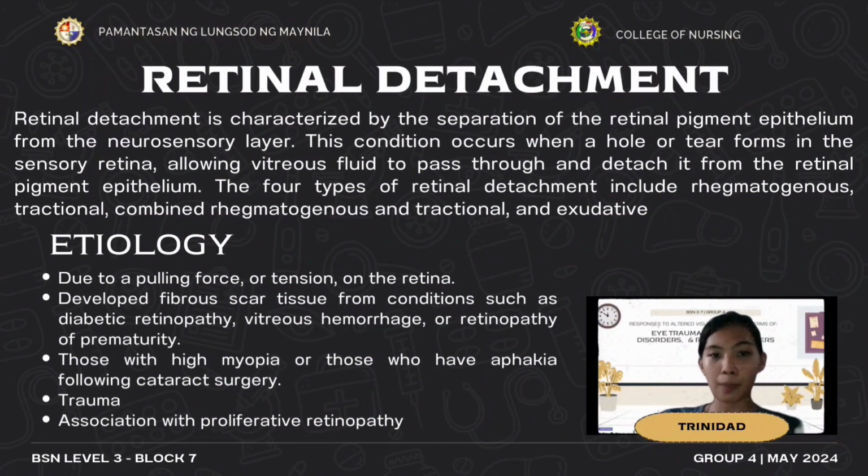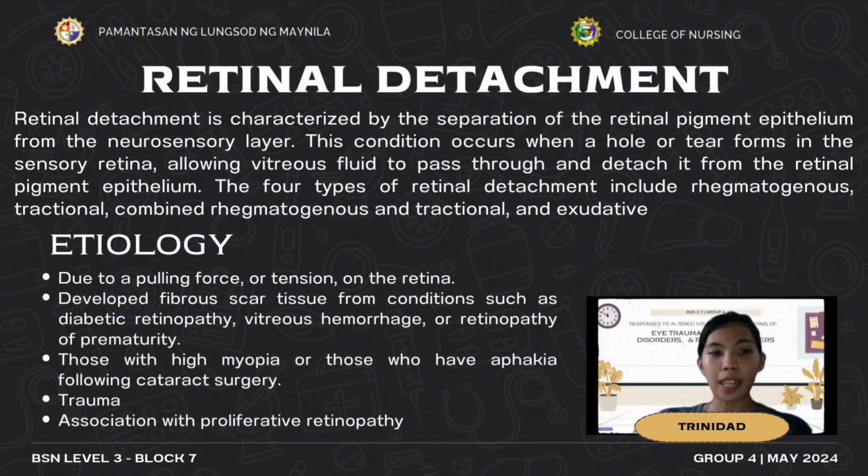Patients can experience both rhegmatogenous and tractional retinal detachment simultaneously. Exudative retinal detachment, on the other hand, results from the accumulation of serous fluid beneath the retina originating from the choroid. Conditions such as uveitis and macular degeneration can lead to the production of this serous fluid.